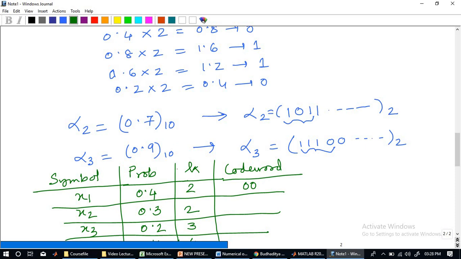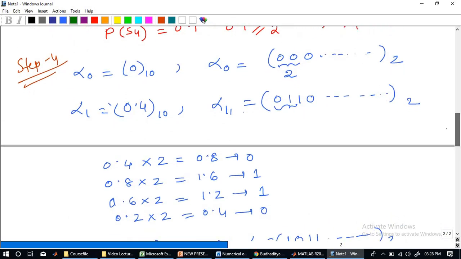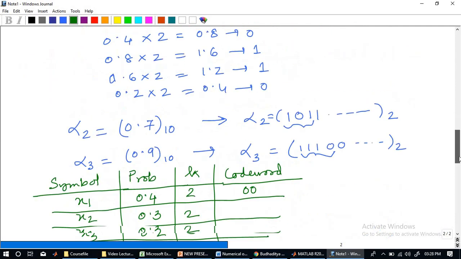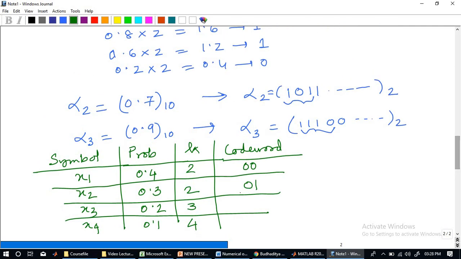For alpha 1, this is 0. 2 bits were there: 0, 1. Correct. For alpha 2, because this is what we have taken, 3 bits. So 1, 0, 1. And the last one is 4 bits. So 1, 1, 1.